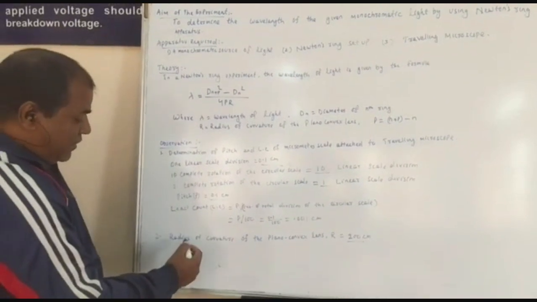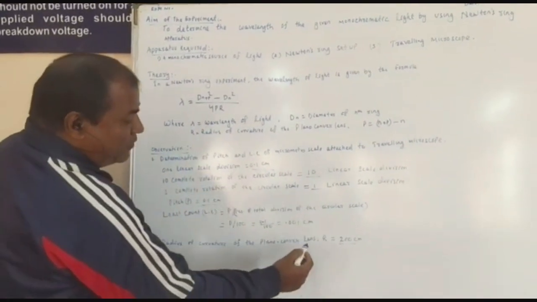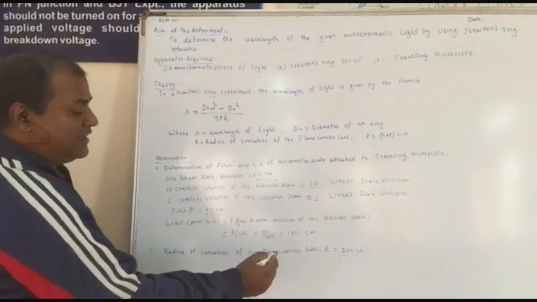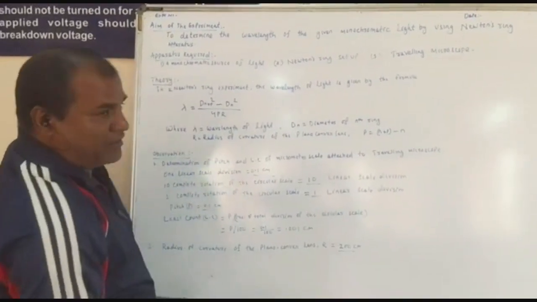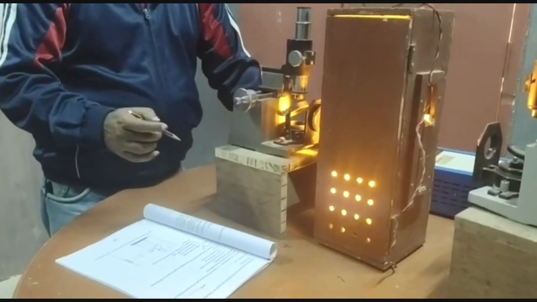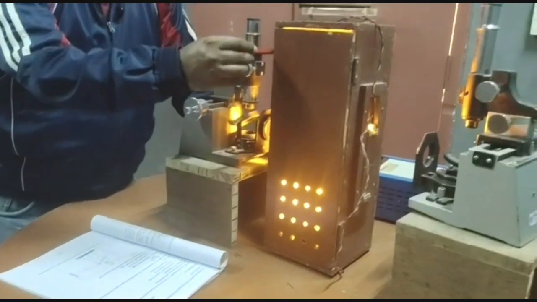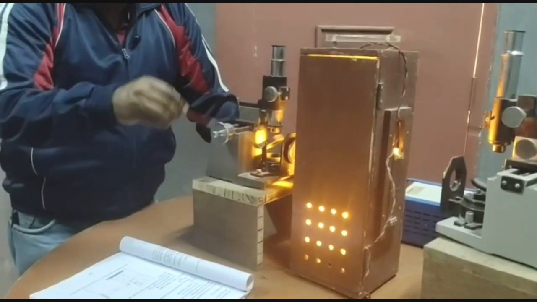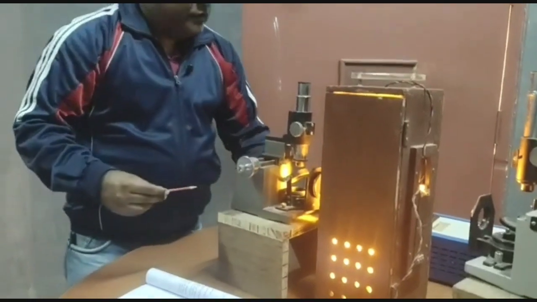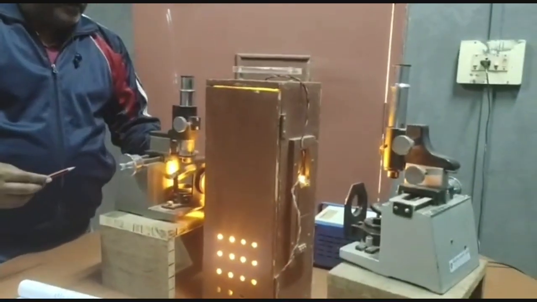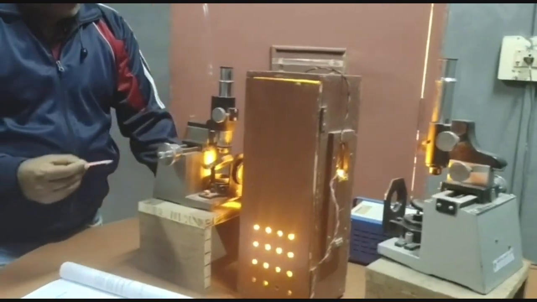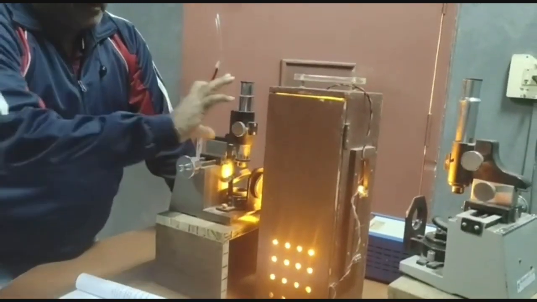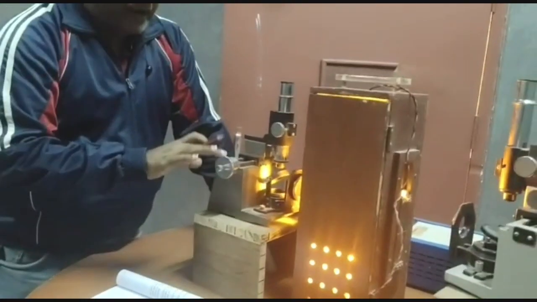And R is the radius of curvature of the plano convex lens. It is given to you, that is R is 200 centimeter. Experiment. See here, this one is your sodium lamp, this one is your travelling microscope, and this one is your transformer for the sodium lamp.